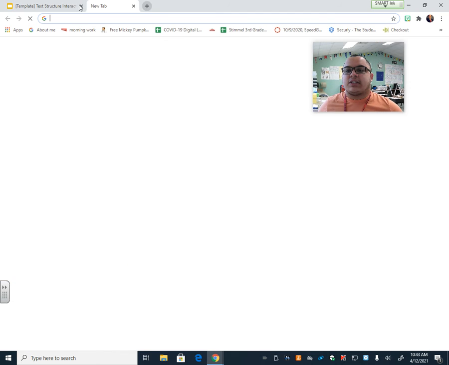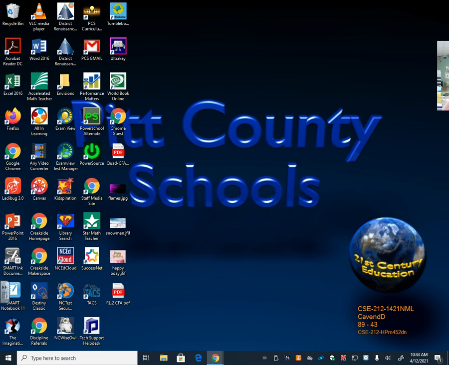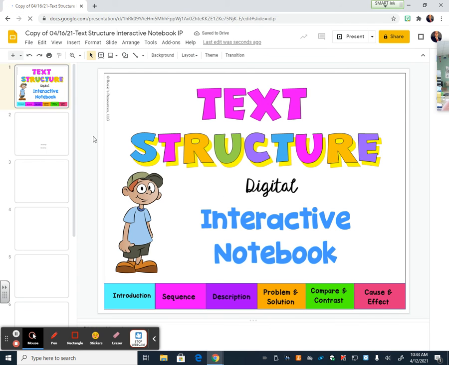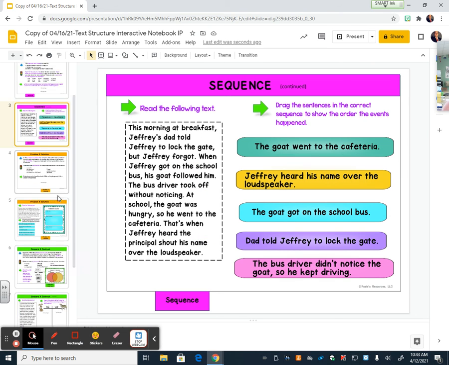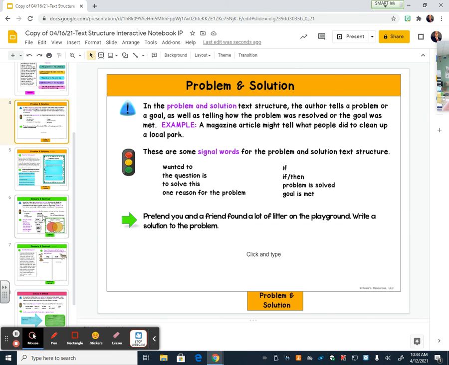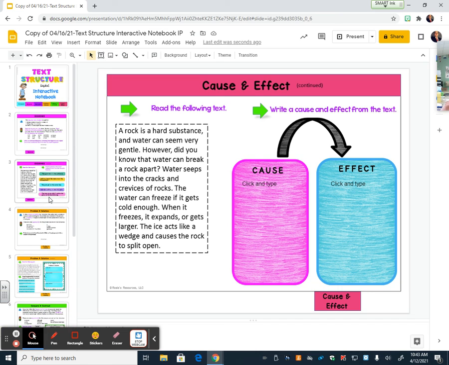All right, guys, when you get into your assignment today, I'm going to open it a different way because Canvas is not liking me today. When you get into your assignment, you are going to see pretty much the same thing that you just saw on my screen. You're going to see the text structure digital interactive notebook. There's going to be the information slides that we just went over, and then you guys are going to have a chance to practice them. You guys are going to be doing sequence, problem and solution, compare and contrast, and then cause and effect. Make sure that you complete all of these slides before you turn it in.